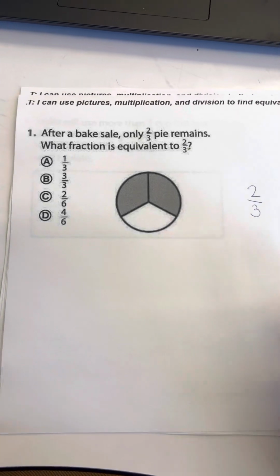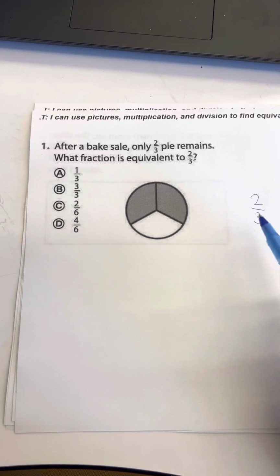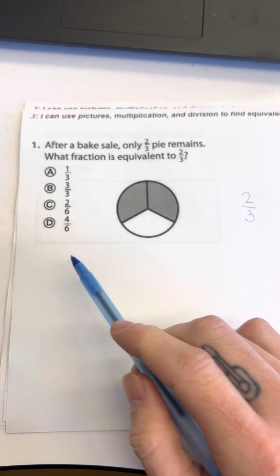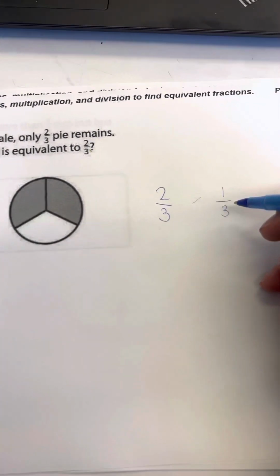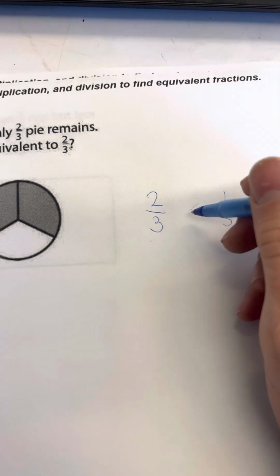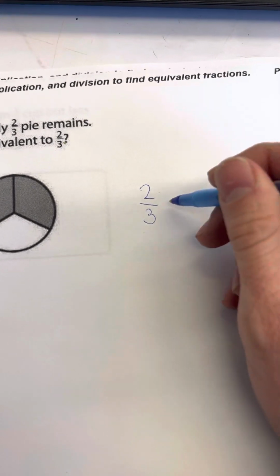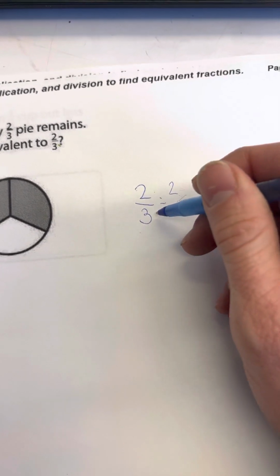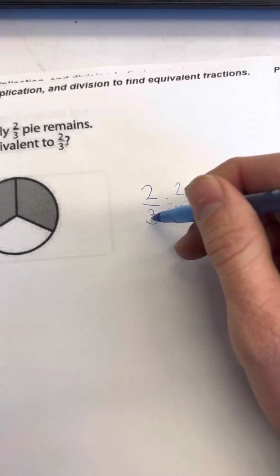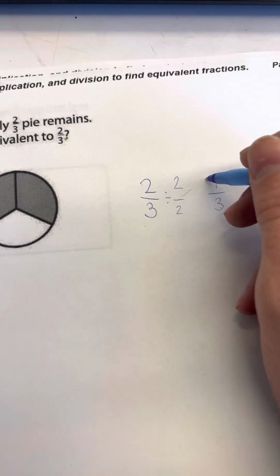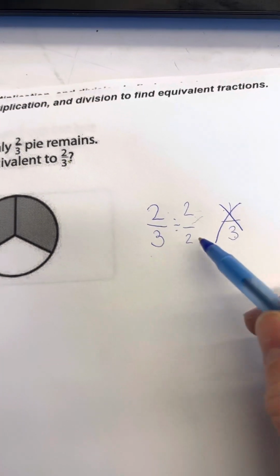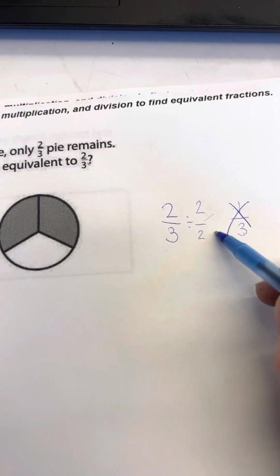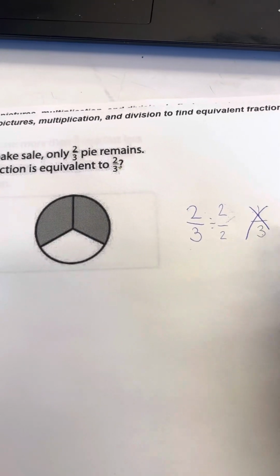So, I've got my fraction 2/3 written, and I'm going to see, are any of these fractions equivalent? Now, to go from 2/3 to 1/3, I would have to divide because this is smaller. So I try to divide. 2 divided by 2 is 1, but I can't divide 3 by 2 to get 3, so this is not equivalent. And I need to be able to divide or multiply by the same number on top and bottom to get the second fraction.